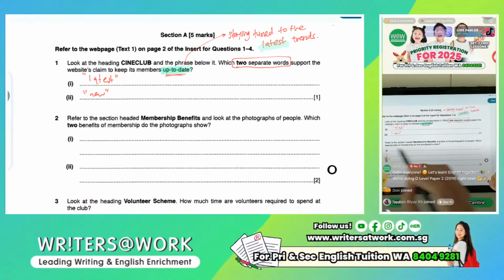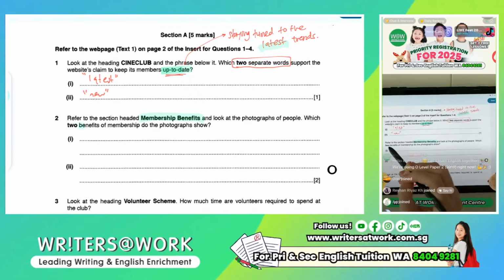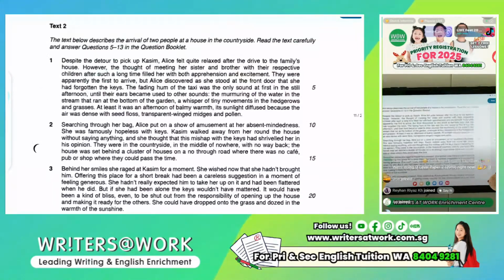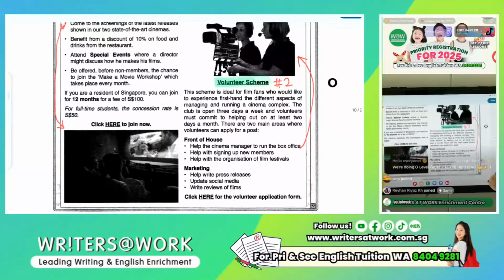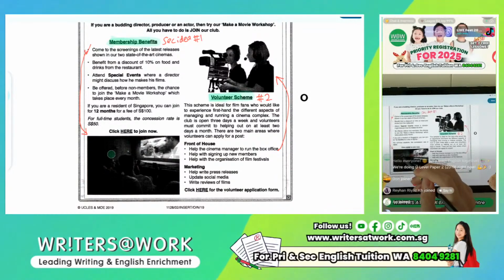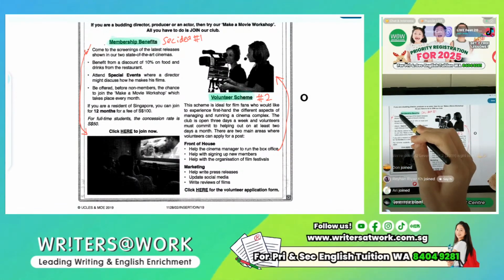Now you can see the next question asks you to look at the member benefit section and the two benefits of membership here. It's really clear cut that you can see this looks like some movie screening, and therefore it will link to this part.